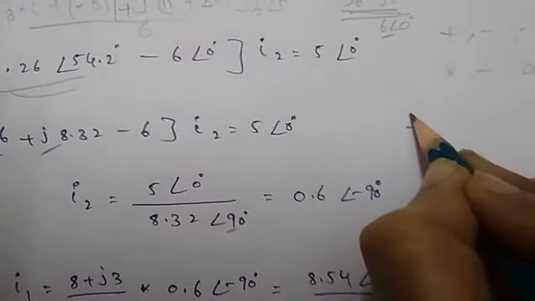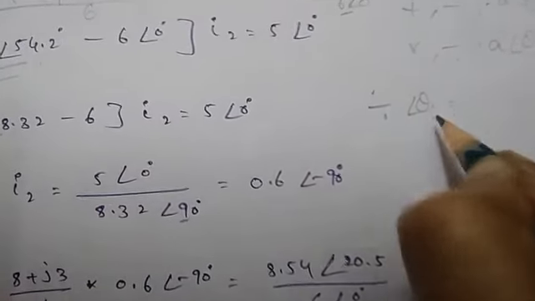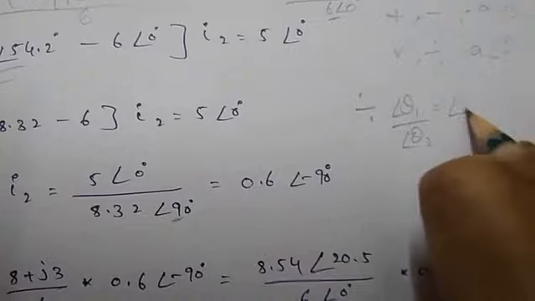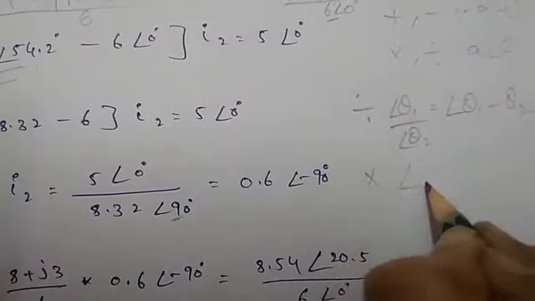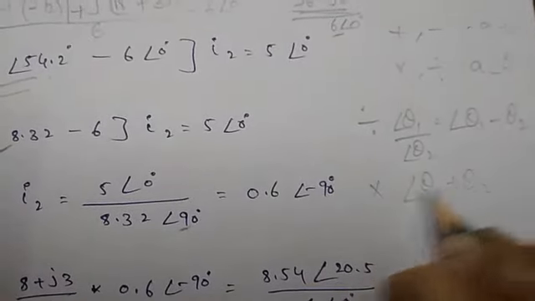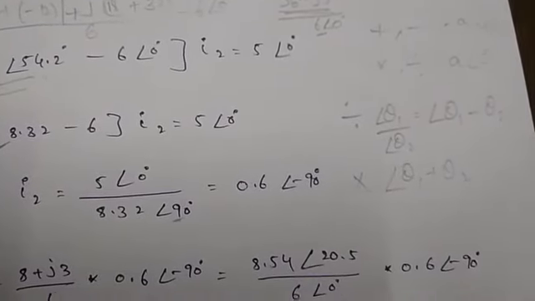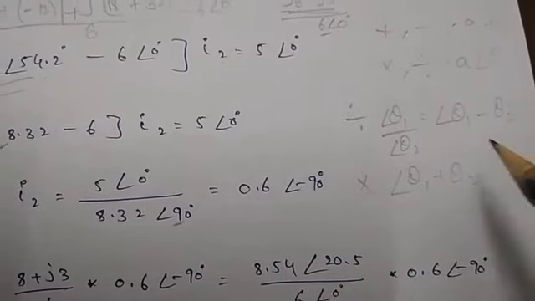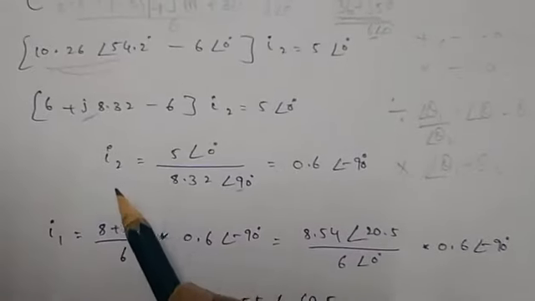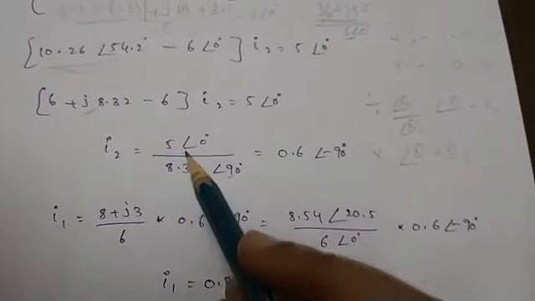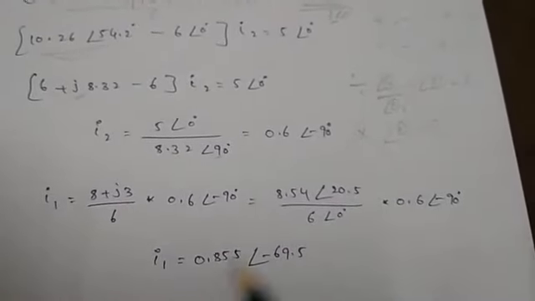Here, to divide the angles, it will be theta 1 minus theta 2. At the same time, to multiply, it will be theta 1 plus theta 2. Magnitudes follow the arithmetic of either division or multiplication, but angles will be either subtracted or added. This is the way to calculate I2, and in a similar fashion, if you replace the I2 value in the I1 equation, you will get the current I1.